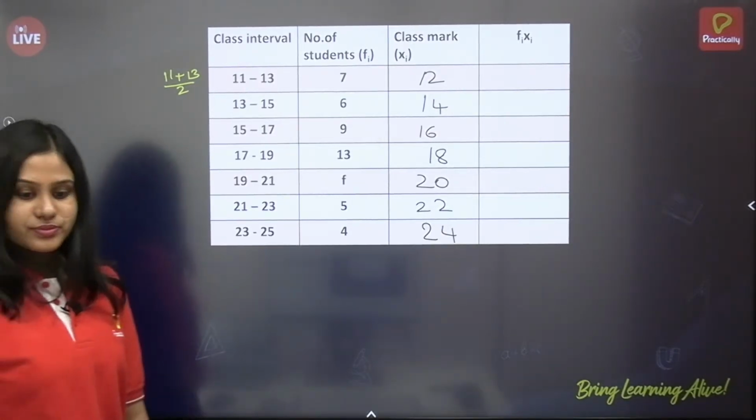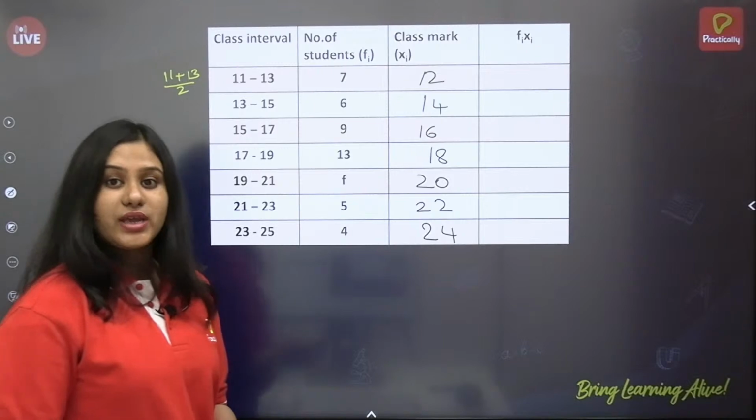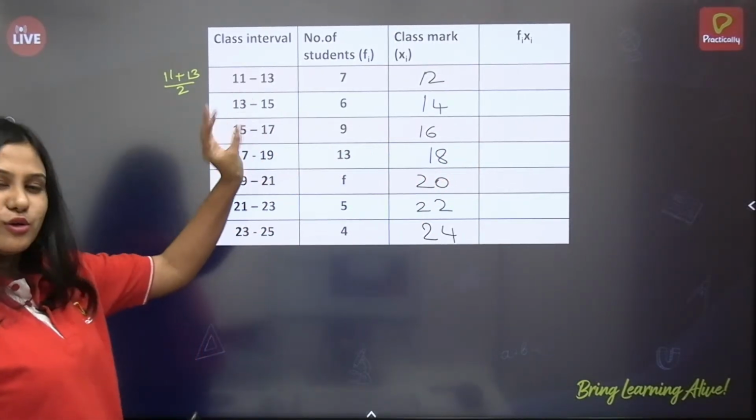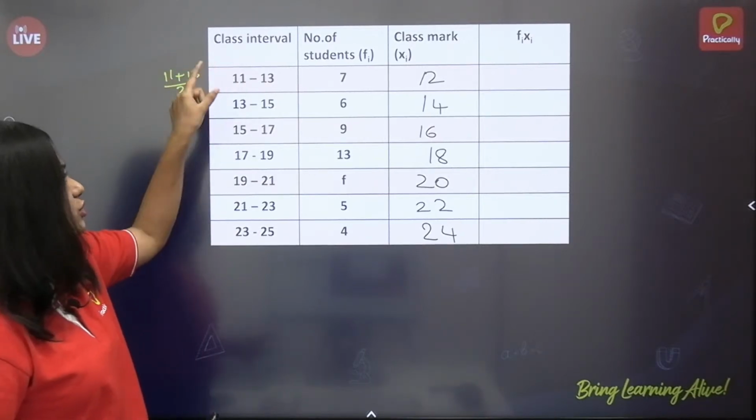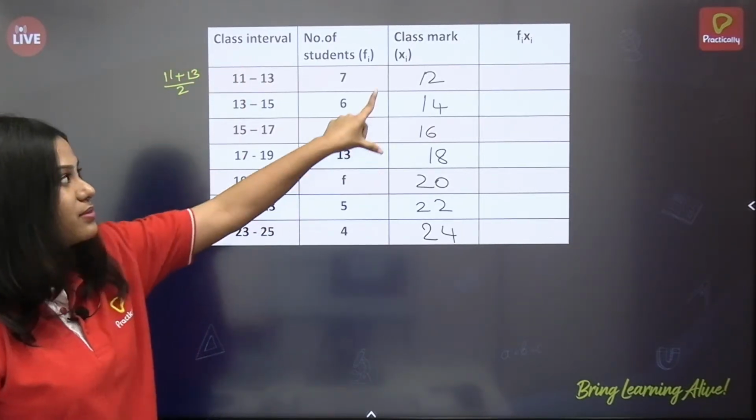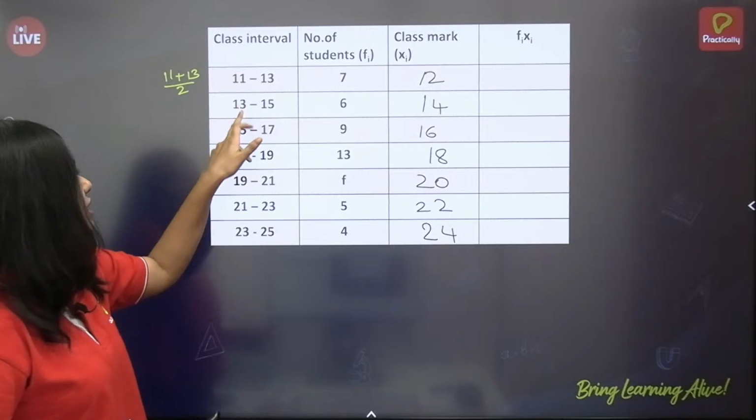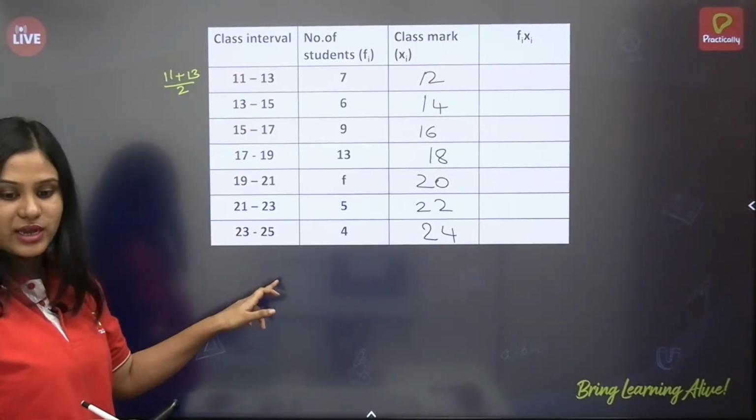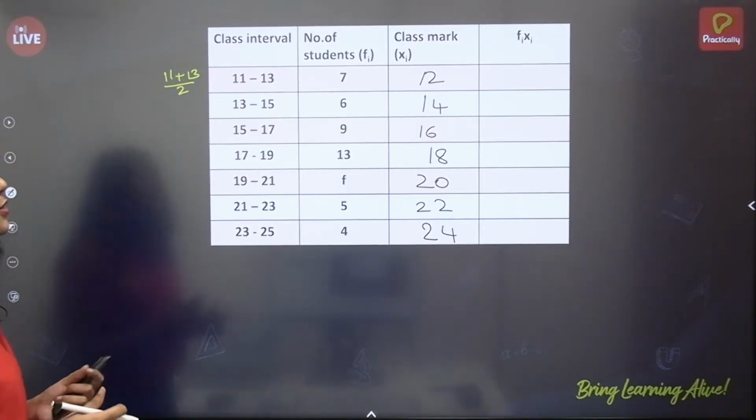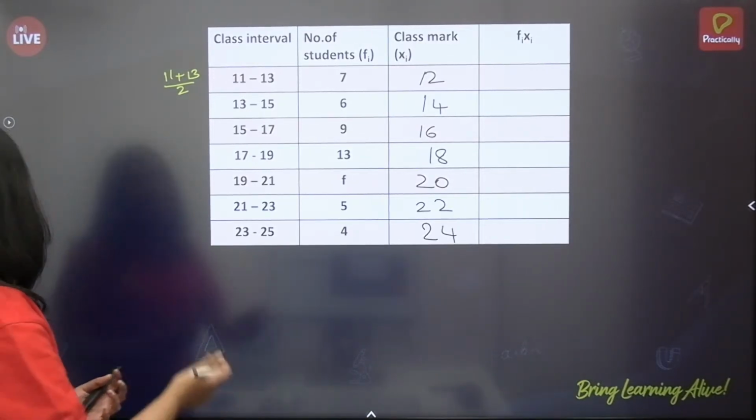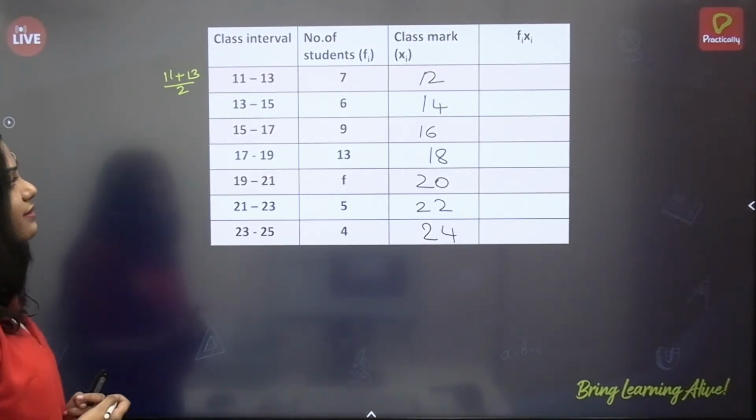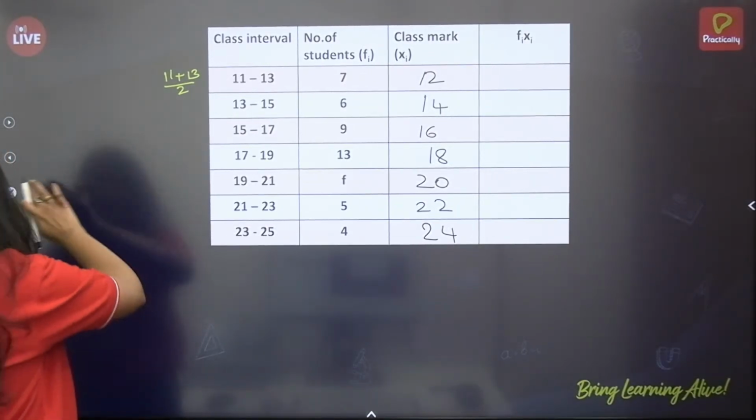Now, what do we have to find? We have to find fi xi. Did you notice something here? It is just 11 to 13, so all these are middle numbers, class marks: 12, 14, 16, 18, 20, 22, 24. Good. Now let us find fi xi. So 12 times 7: 7 2s are 14, 7 1s are 7 plus 1, 8, 84.